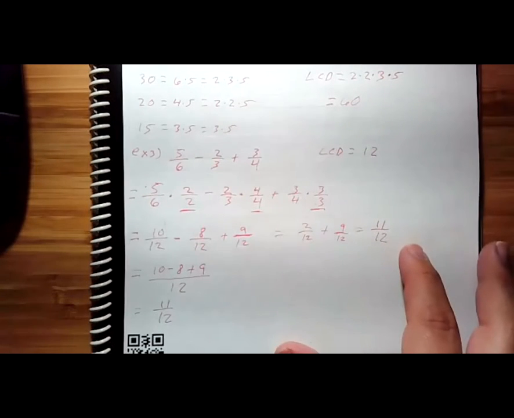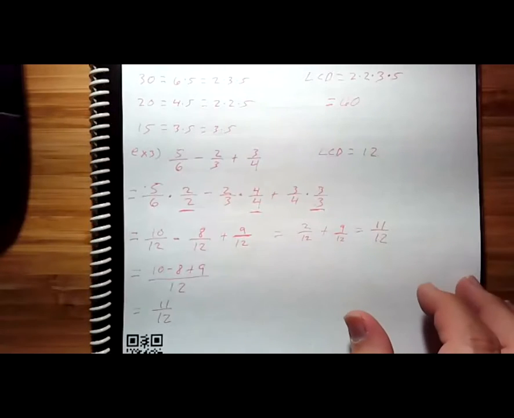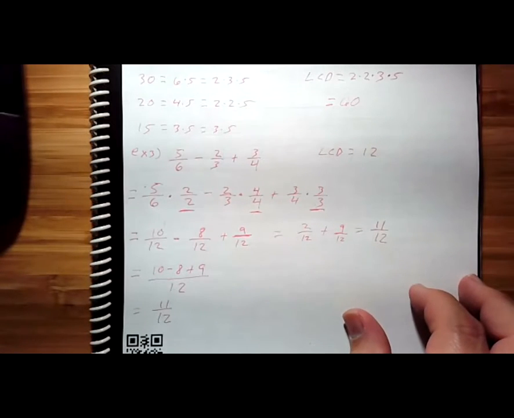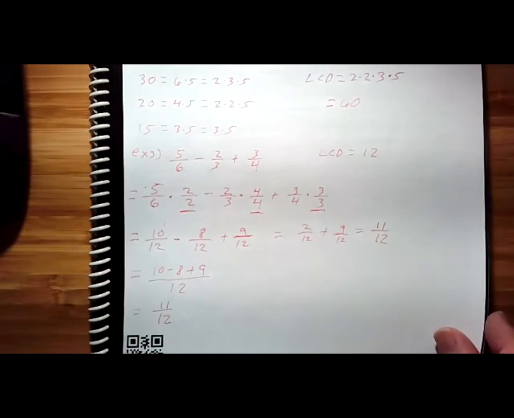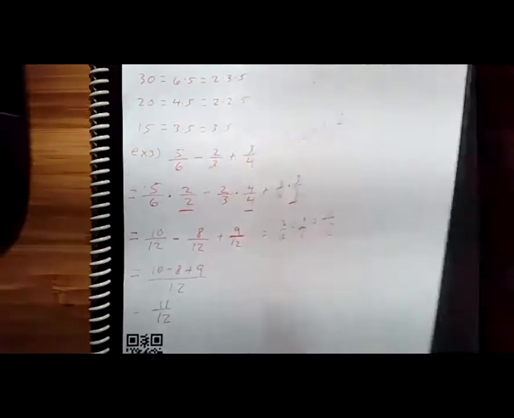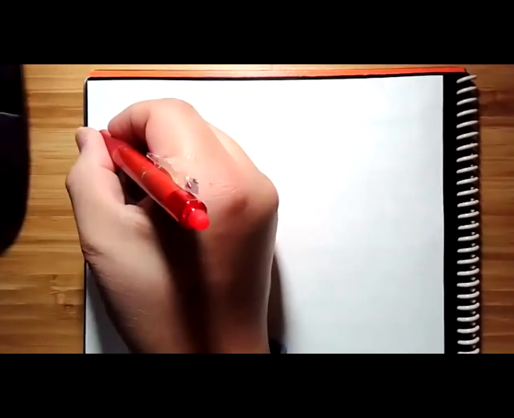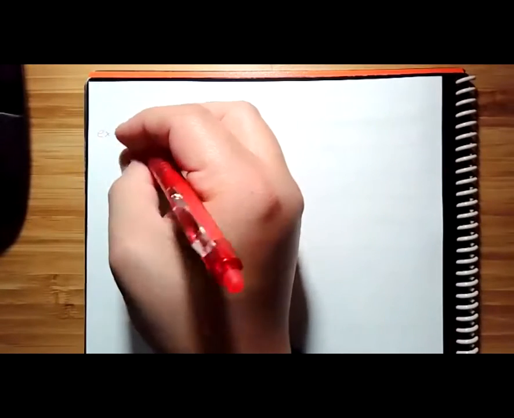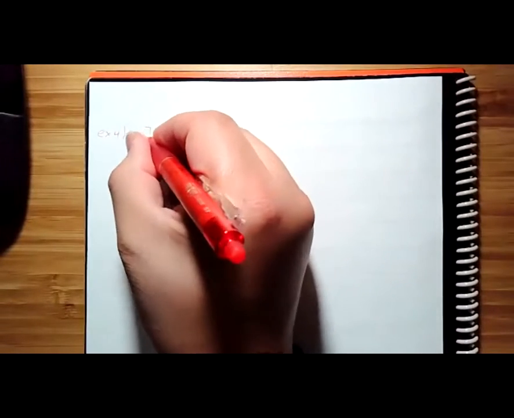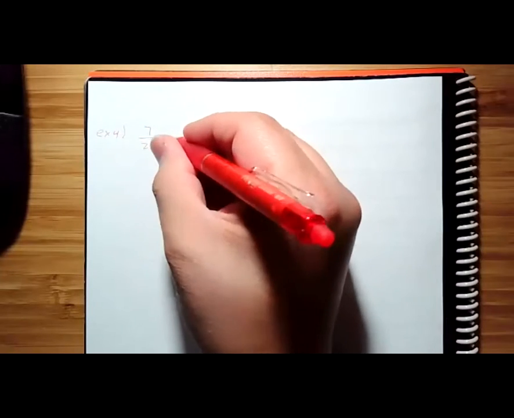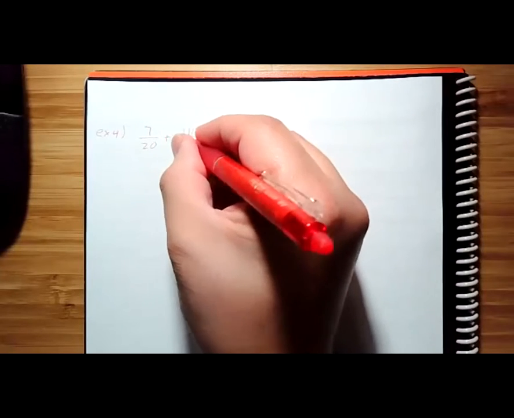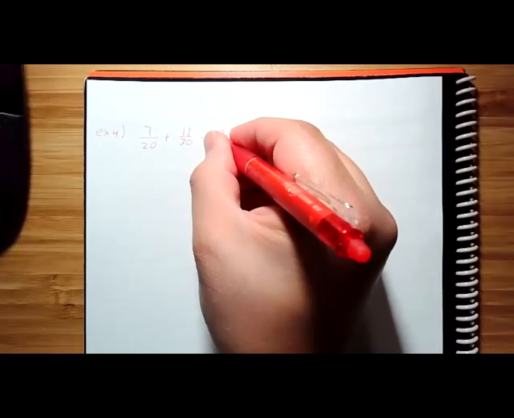You guys cool on this page? No questions at all? No, sir. If you missed something, or you want me to leave it there for a moment, let me know. I'll turn it back. Print the page back if you need me to. So now let's do the other one. 7 over 20 plus 11 over 30 minus 2 over 15.